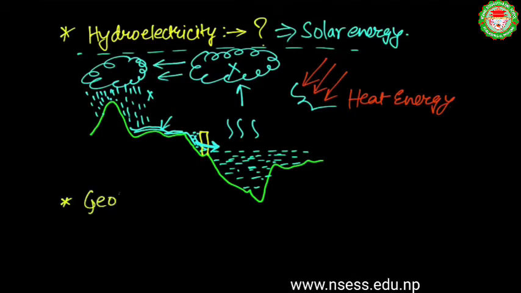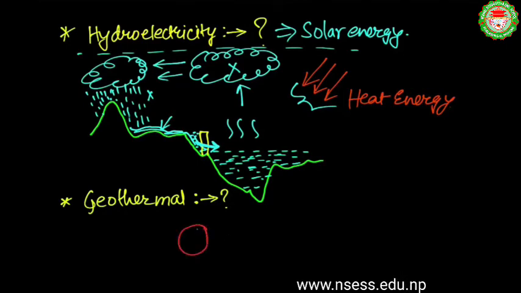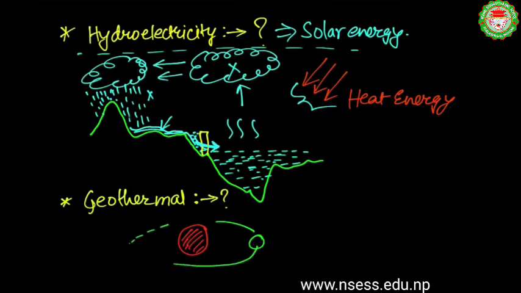Now you can see here another geothermal energy, the energy that we get from the earth, underground surface of the earth. That energy is said to be geothermal energy, and the surface temperature and the temperature beneath the surface of the earth is different. It is quite higher inside the surface of the earth.